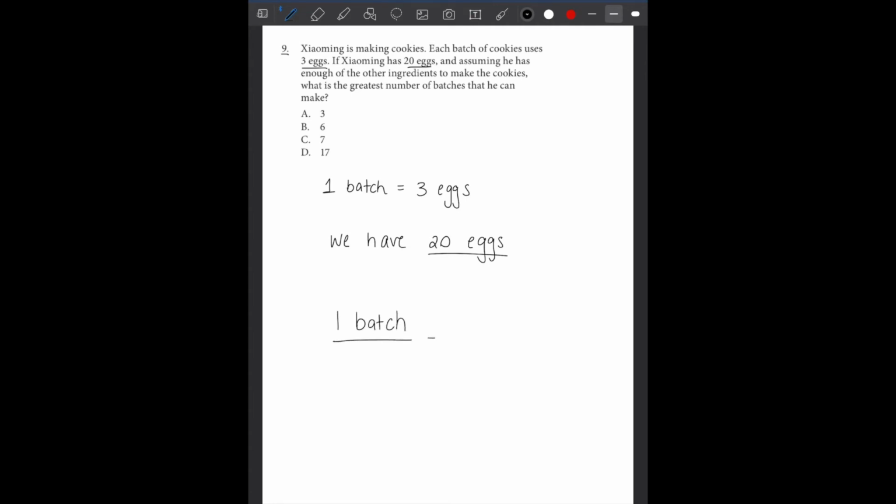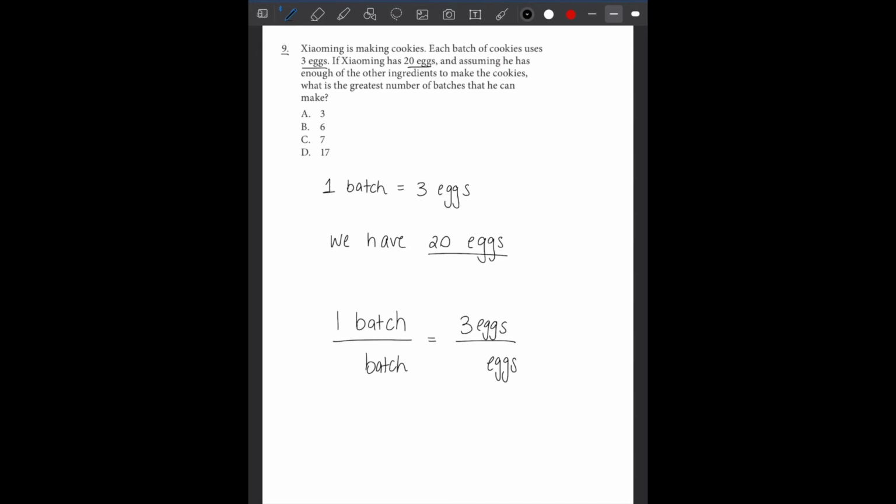We have batch, and we have 3 eggs. Basically, a proportion is when you have 3 pieces of information and you're trying to find the 4th one. So we know one batch equals 3 eggs. So down here, we're going to line it up and put batch, and this is eggs. Proportions always have to match each other. So if this side is talking about batch, then this side would be talking about eggs.